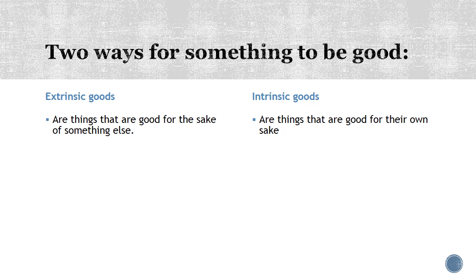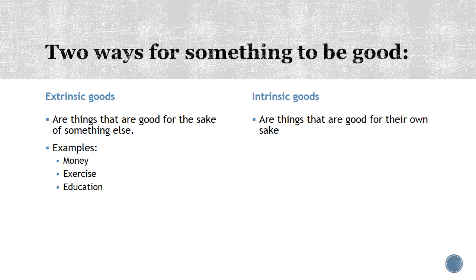Many students will misunderstand these words and believe that extrinsic means external and that intrinsic means internal, such that internal goods are things that are good for you and external goods are things that are good for other people. This is not correct. If that were correct, we would say external and internal goods, but we do not. Let's look at some examples to make the division between these two things clearer. First off, extrinsic goods.